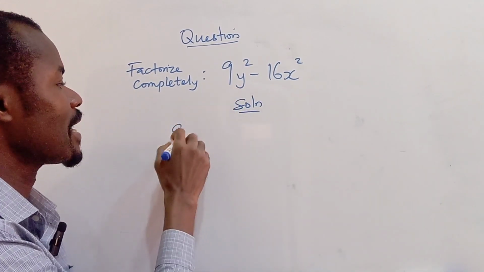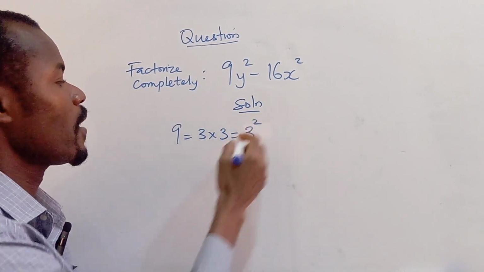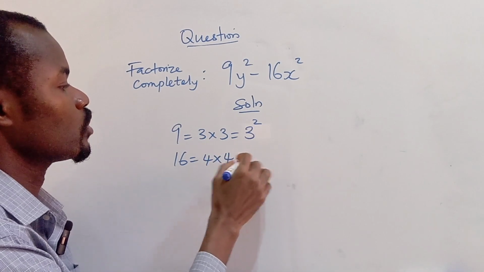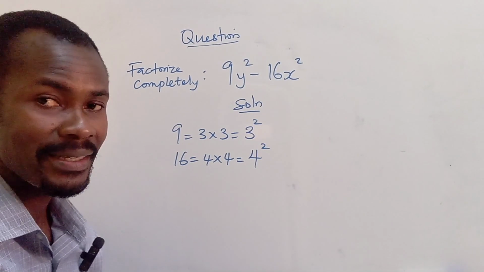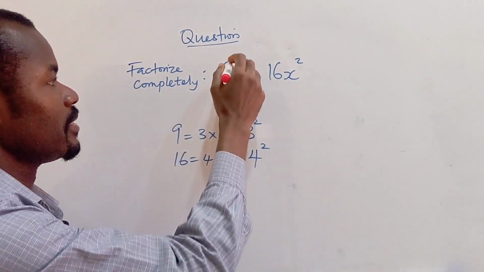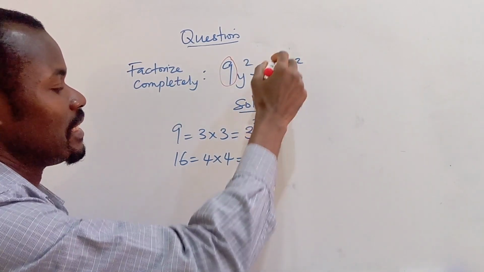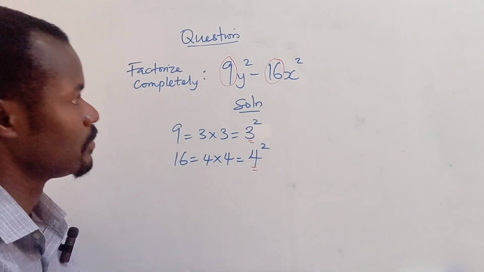Now remember, our 9 means 3 times 3, which also means 3 squared. Our 16 is 4 times 4, which also means 4 squared. So now in place of 9 here, I'm going to put this, and in place of 16 here, I'm going to put this. So let's put that and see.